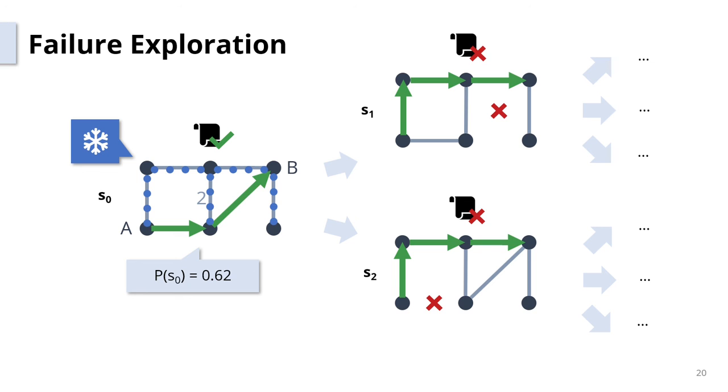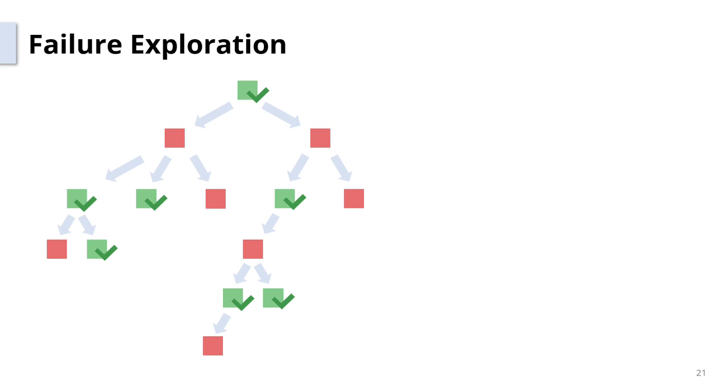There's one important thing to note here. We have to make sure that we don't explore failures twice in this tree. For this, we have to ensure that the indicated link here does not fail in the subtree of S2, because this failure is already explored in the subtree of S1. At the high level, failure exploration visits a tree of scenarios and finds equivalence classes of scenarios where the property holds. We simply have to sum up the probability of those scenarios to obtain the probability of the property holding.